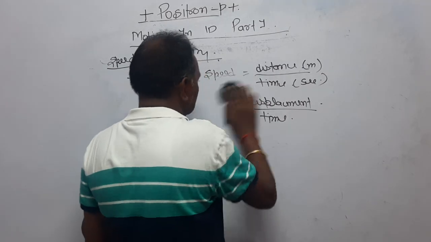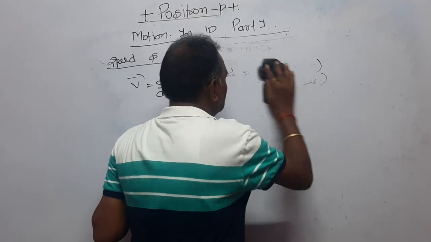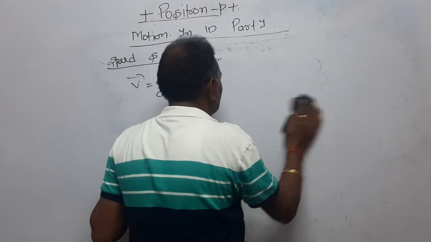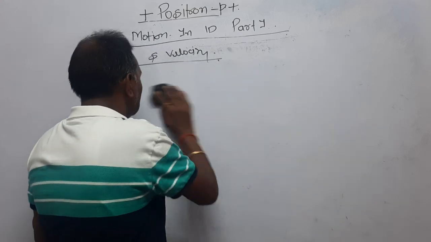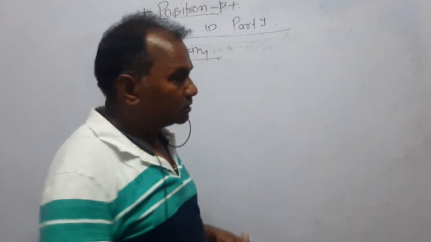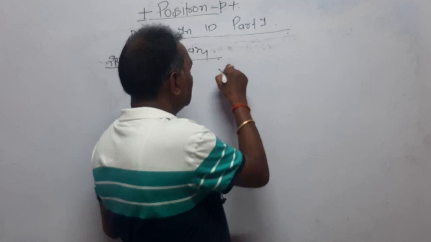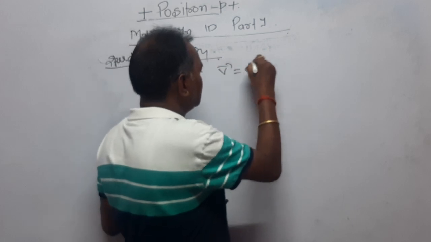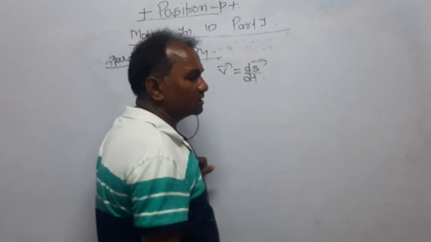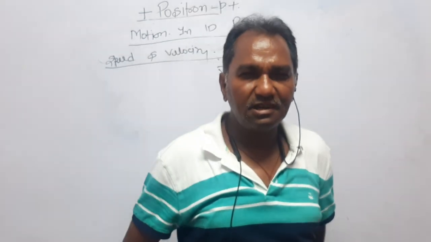Now, dear students, what I said, the velocity is ds upon dt. The rate of change of displacement is said to be the velocity.